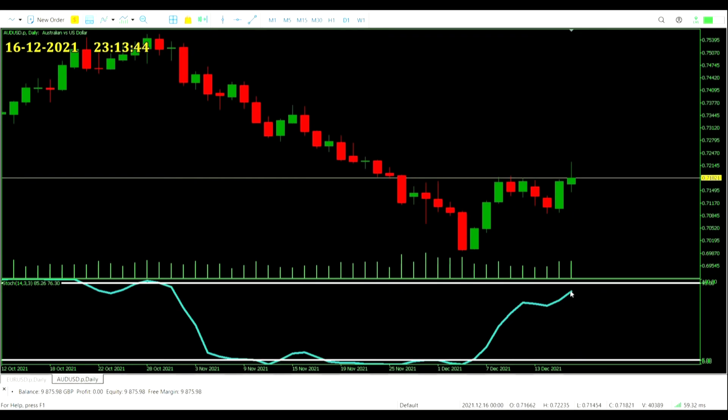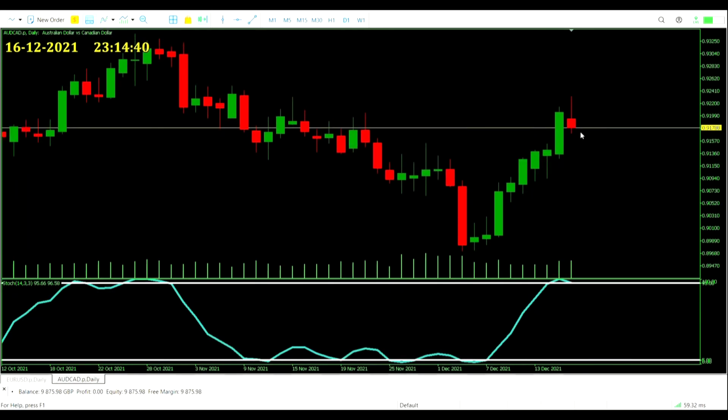Aussie dollar, US dollar almost into overbought territory. Australian dollar, Canadian dollar almost coming out of overbought territory. Stochastics hovering around 95, currently at 95.76. If it could just get below that line beneath 95, then we'd be able to check for resistance levels. Not quite there yet, maybe tomorrow.